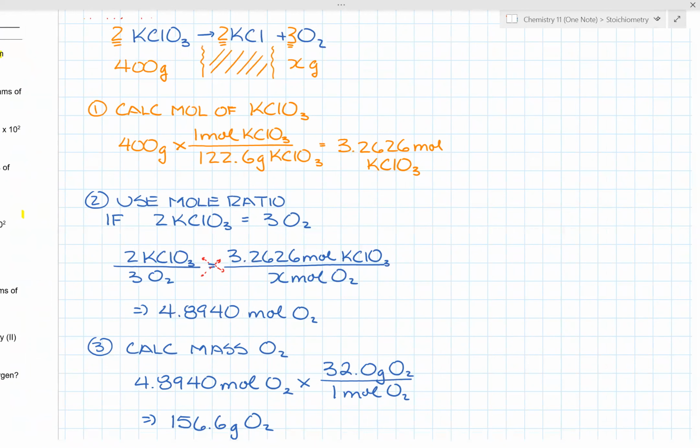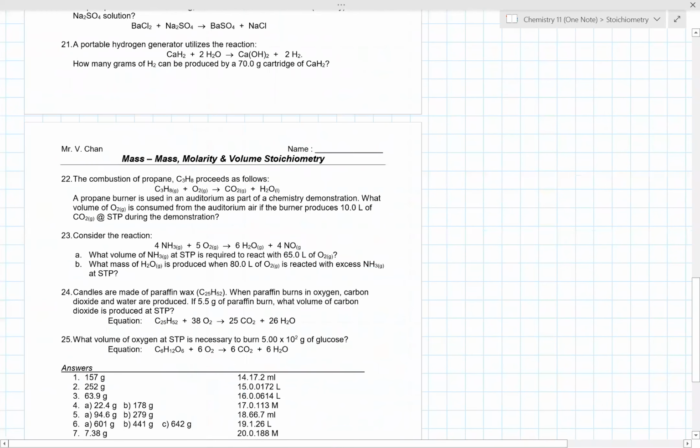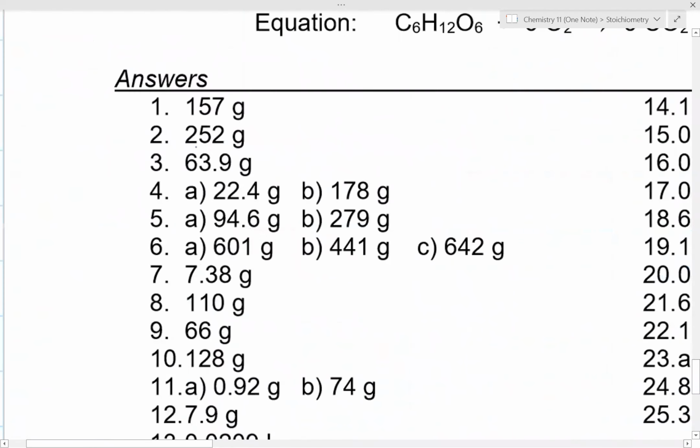Okay. Now, if you take a look at the answer, notice the answer is 157. You might say, well, Mr. Chan, why? And the reason being is because of sig figs. There are 3 sig figs in the question, so you should have 3 sig figs in your answer.